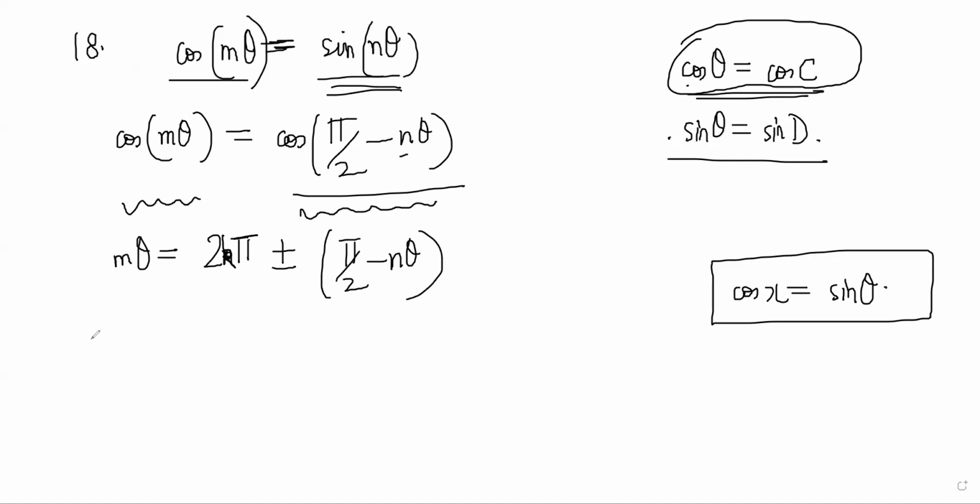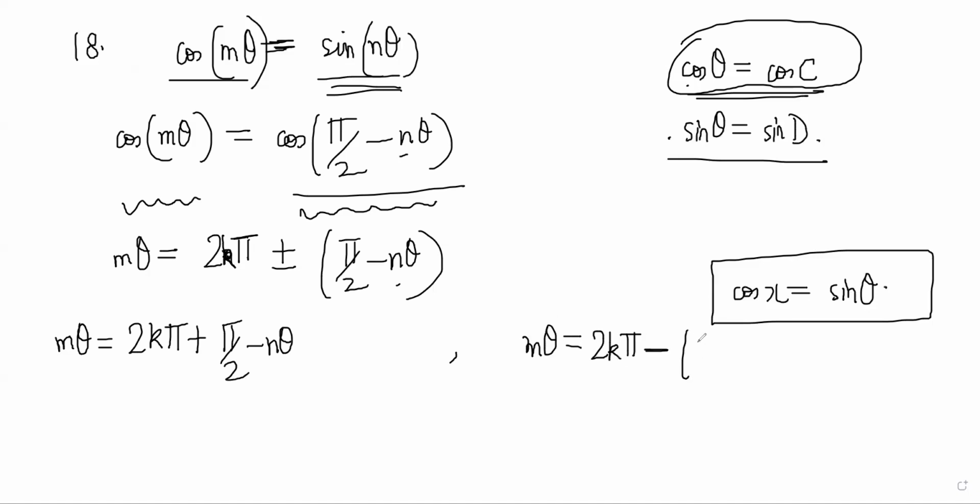The point of the question is to solve for theta, and we have a theta coming here also. So it is not yet done. We have to simplify it a little bit. Case one, I will do m theta is equal to 2k pi plus pi by 2 minus n theta. And case two, I will do m theta is equal to 2k pi minus pi by 2 minus n theta.